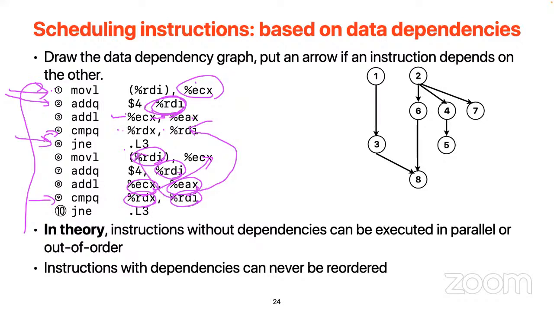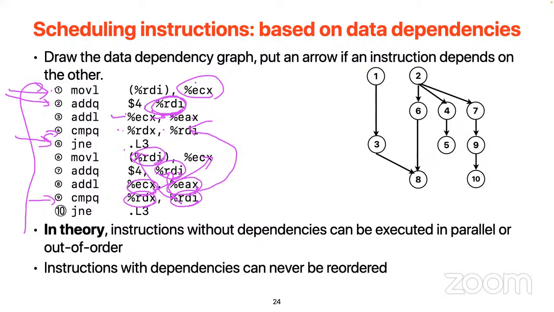So it's depending on the RDI from 6. Oh, sorry, 7 here, right? And for the 10th instruction, again, depending on the outcome of 9. So this is the data dependency graph for this 10th instruction.